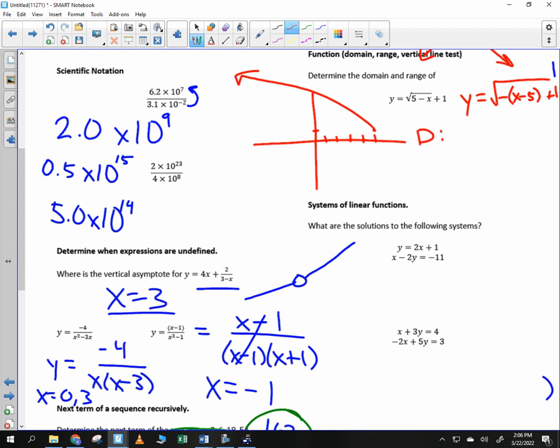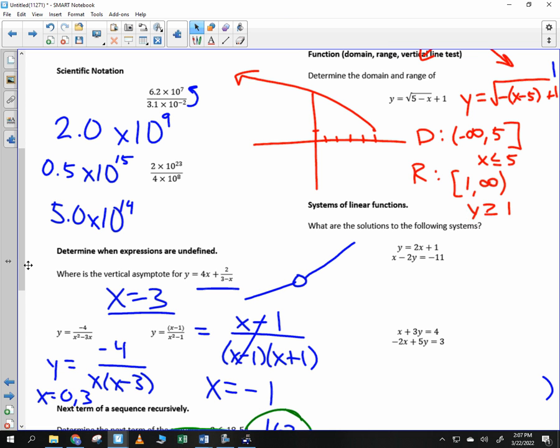So when it asks for the domain, that is all possible x values, which will be what? Negative infinity to positive 5 with a bracket. Or in other words, x less than or equal to 5 if they wrote it as an inequality. What would the range be? 1 to infinity, or y is greater than or equal to 1. Good job. Lots of review.